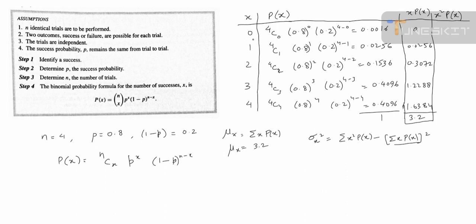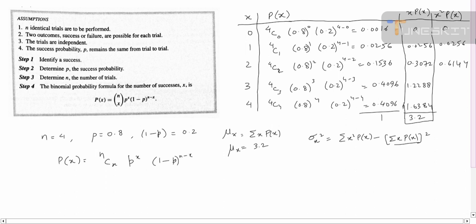So 0 squared, 0 times 0.0016, that's 0. 1 squared is 1 times 0.0256, that's 0.0256. So first two values will be same as the probabilities because 0 and 1 are the values of x, and raising these two values to square doesn't make difference on the values. Now 2 squared is 4. 4 times 0.1536 gives you 0.6144.